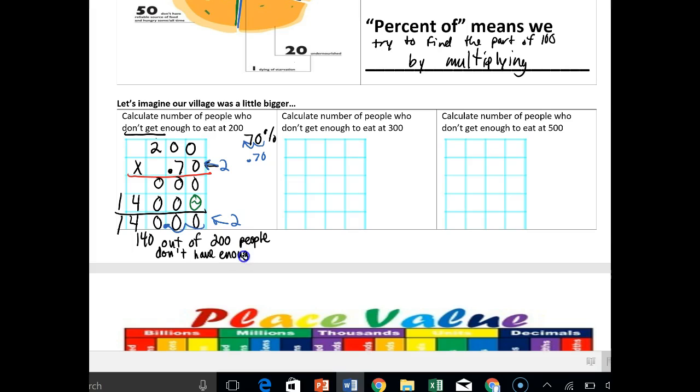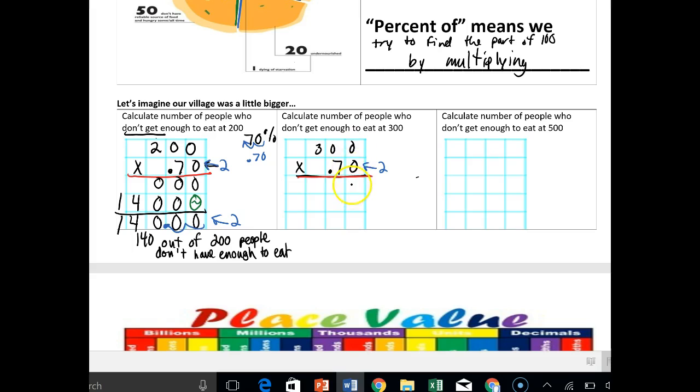All right, let's pretend our village is a little bit bigger. Let's pretend it's 300. So we say 300, and then we do times 0.70 again, because remember it's 70% of the world that doesn't have enough to eat. And then we do the multiplication. So right off the bat, we should recognize, hey, again, we got 2 numbers behind our decimal place, so we're gonna have to swoop twice in the end, and let's multiply.